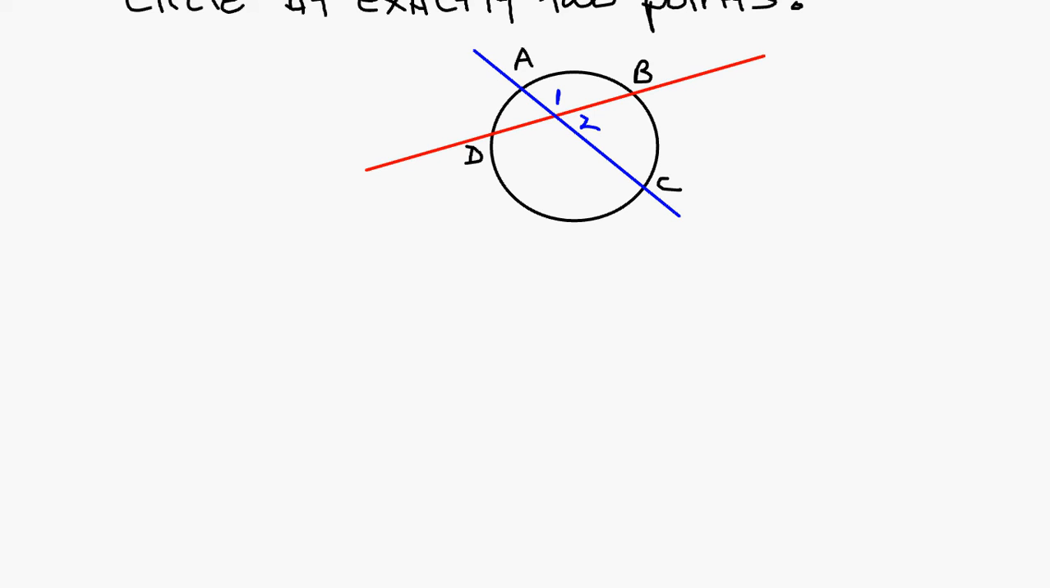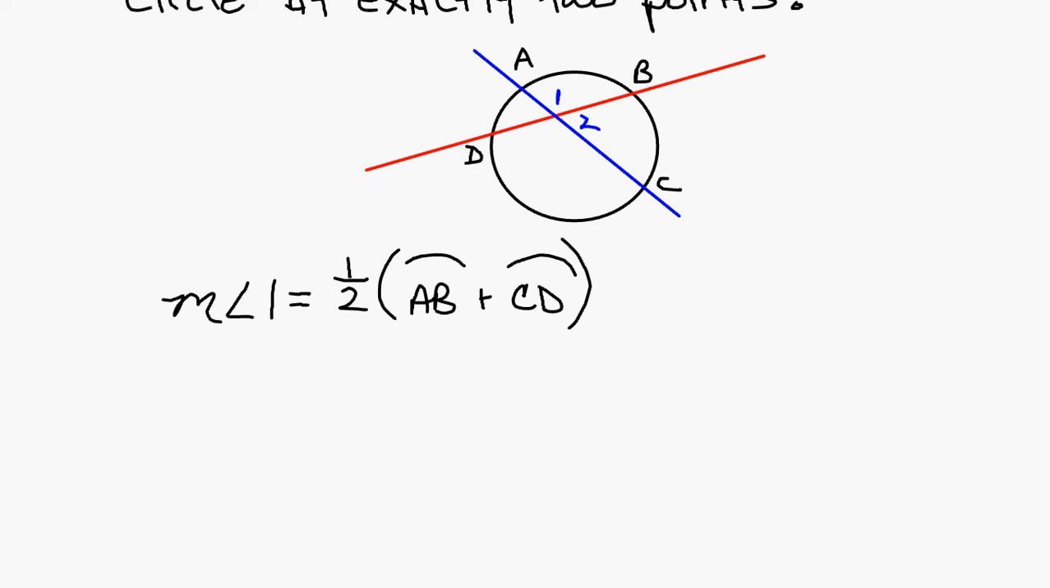We'll start off with the measure of angle 1. The measure of angle 1 is going to be equal to 1/2 times arc AB plus arc CD. Angle 1 right here is going to be equal to 1/2 times arc AB plus arc CD. The intercepted arcs.